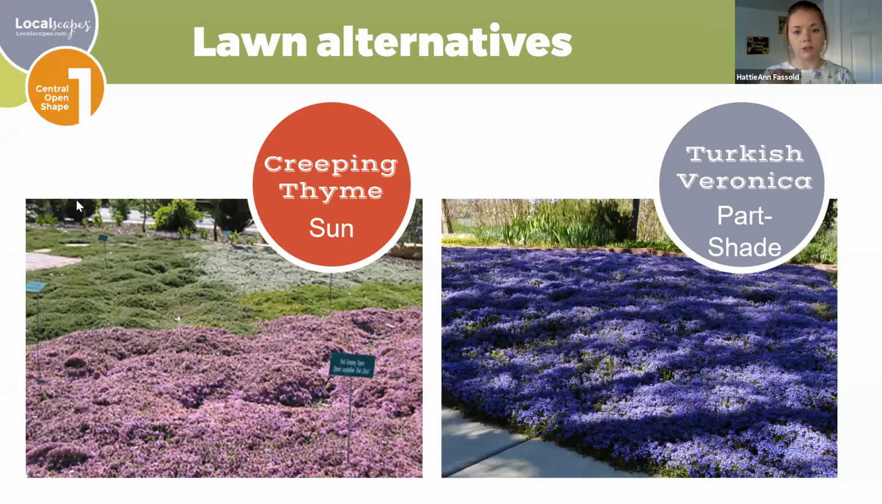Again, you have your lawn alternatives. So if there's an area where you're like, I really want this to be a central open shape, but it's really small, and I want it to be plant life, I don't want to put gravel, there are lawn alternatives. So your creeping thyme, Turkish veronica for shade. Thyme does really well in the sun. There are some other ground covers that'll work, that give that lawn type of look.